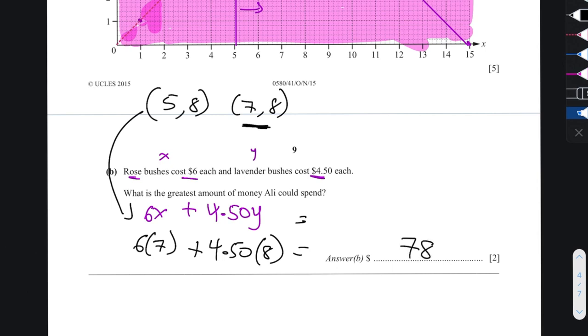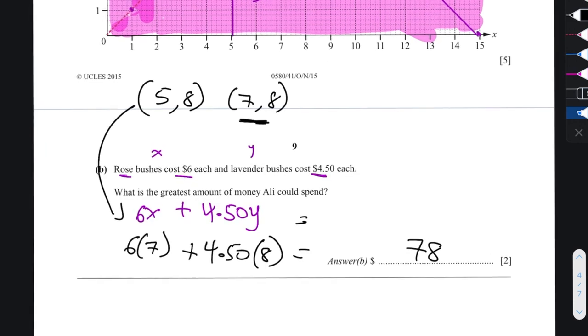Okay, you know what? Let's just verify that and see. 6 times 5 plus 4.50 times 8, and that gives us 66. So like I said, the answer is 78. Okay, now let's move on to the next question.